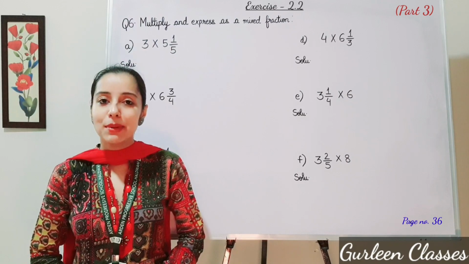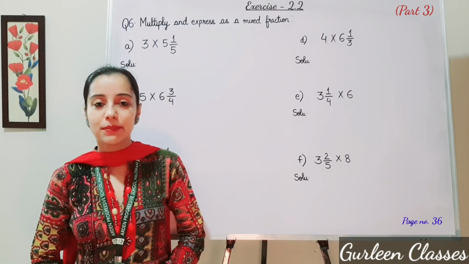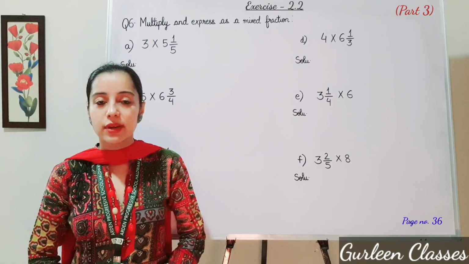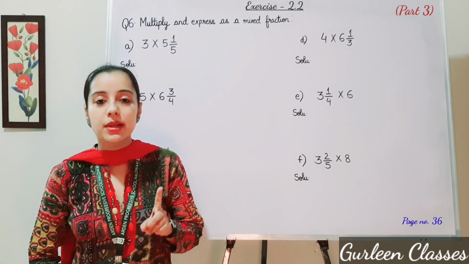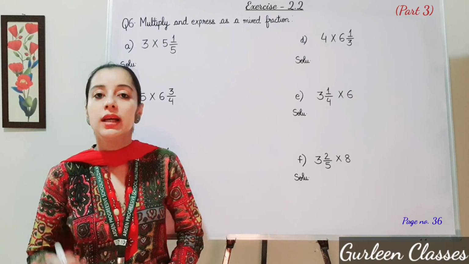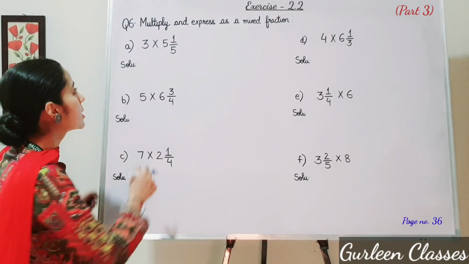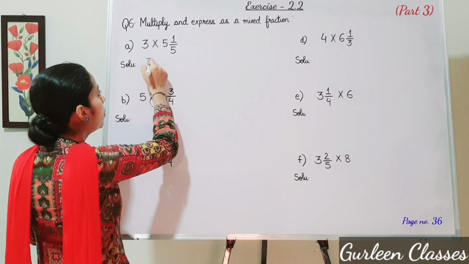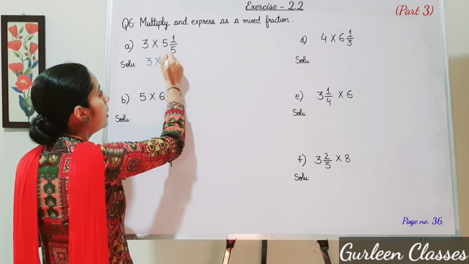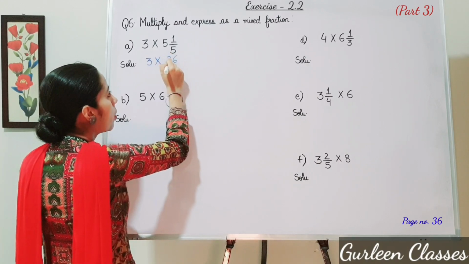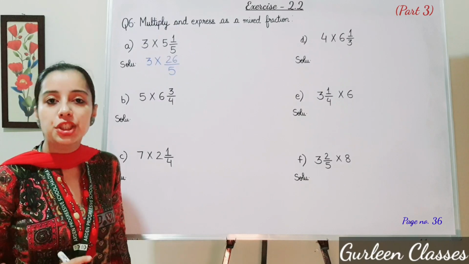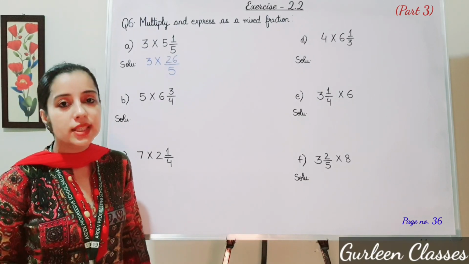Question number 6, multiply and express as a mixed fraction. A part, 3 into 5 whole 1 upon 5. So students, first step is you have to convert this mixed fraction into improper fraction. Then we will multiply. So let us convert. 3 into 5, 5 5s are 25 plus 1, 26 upon 5. Now next step is you have to check whether it can be reduced into lowest term or not.